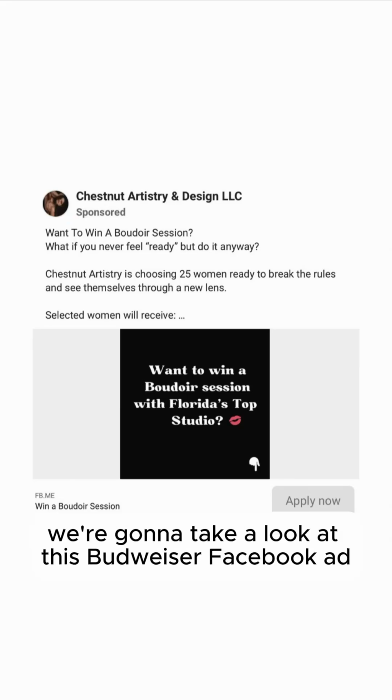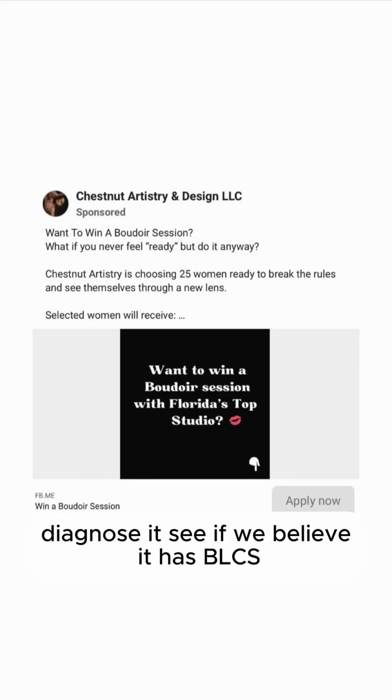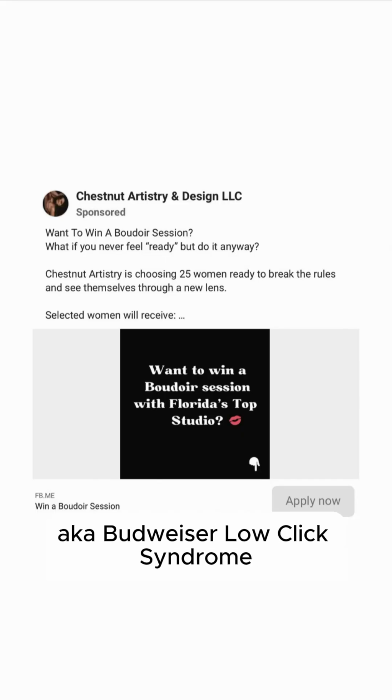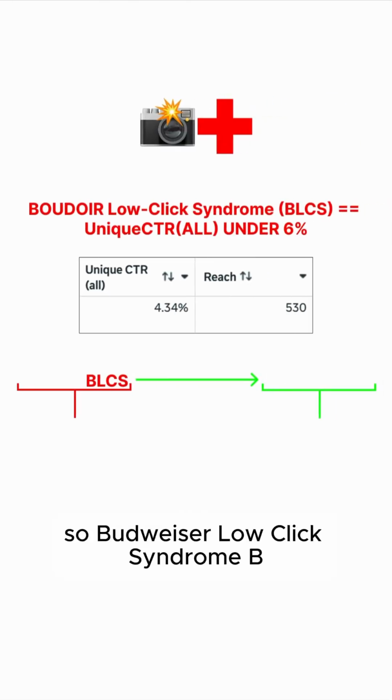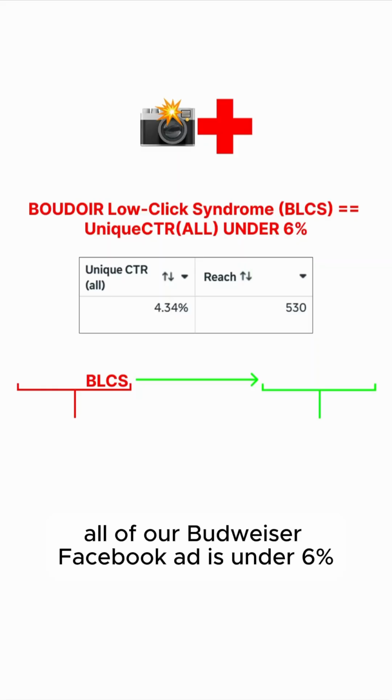All right, y'all, we're going to take a look at this Boudoir Facebook ad, diagnose it, see if we believe it has BLCS, aka Boudoir low click syndrome. Boudoir low click syndrome, BLCS, is when the unique CTR of our Boudoir Facebook ad is under 6%.